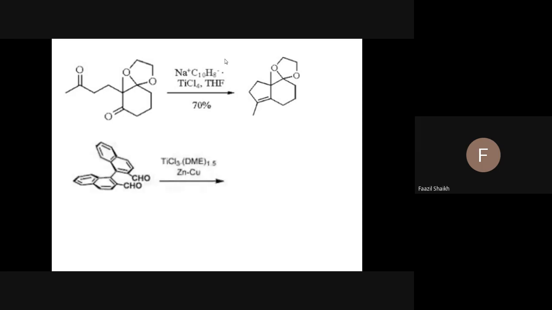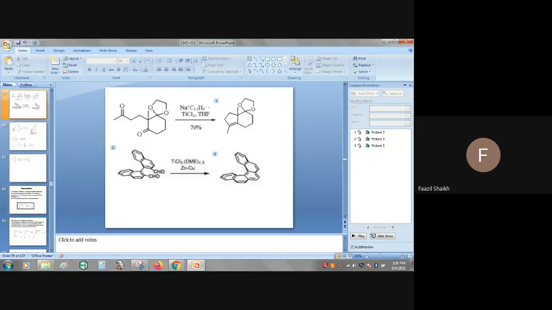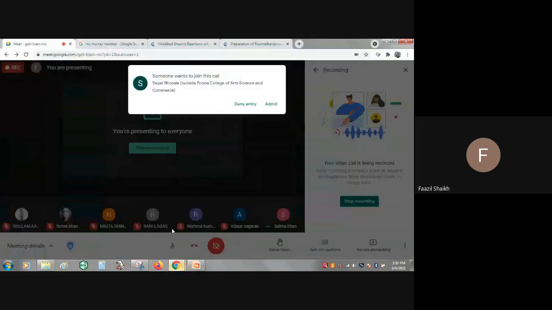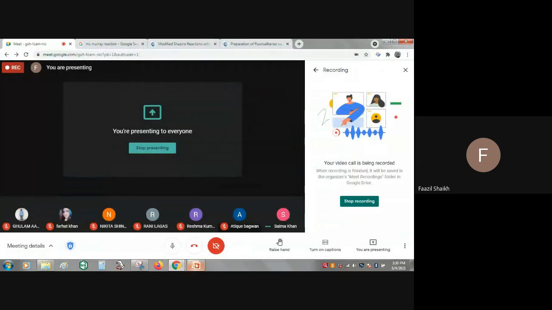Let us go for another example. See, if you go through this chemistry, it is a chiral compound, but it's a mixture. We are taking a mixture here, okay? Receiving mixture is a chiral compound, okay? Chirality. So again, you use titanium trichloride, okay, and in association with the dimethoxyethane. Zinc copper is a very excellent reducing agent. That is the excellent reducing agent, okay.